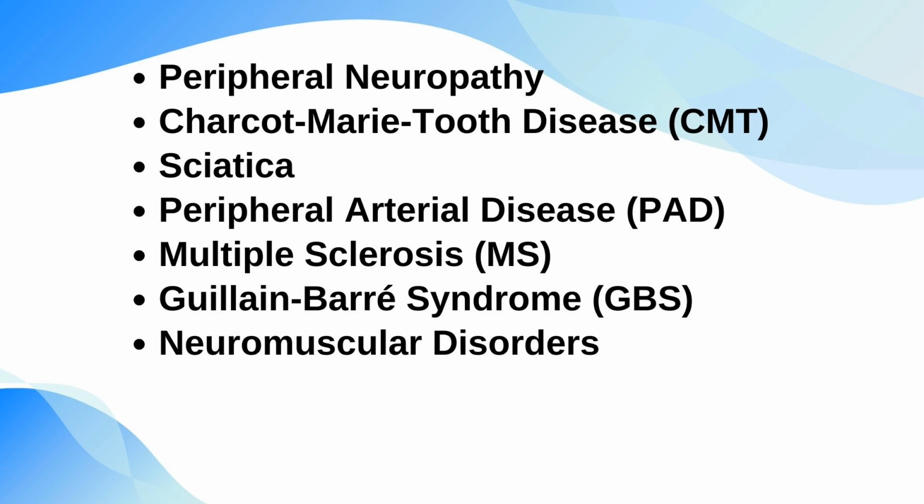We have multiple sclerosis, a chronic autoimmune disease that affects the central nervous system, including the brain and spinal cord. Depending on the location in the nervous system, an individual with MS may experience symptoms such as weakness, numbness, tingling, and coordination problems that can affect mobility and sensation in the lower legs, ankles, and feet.